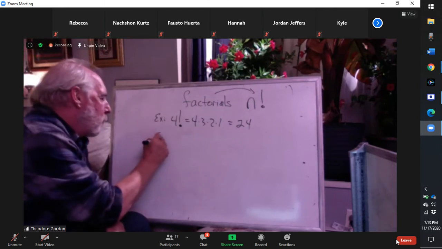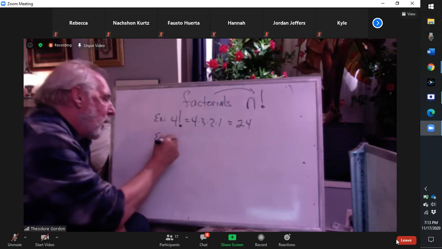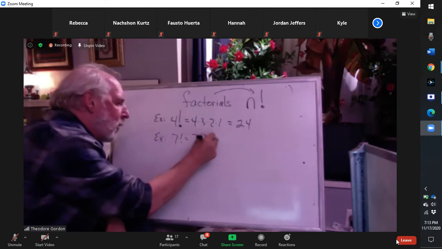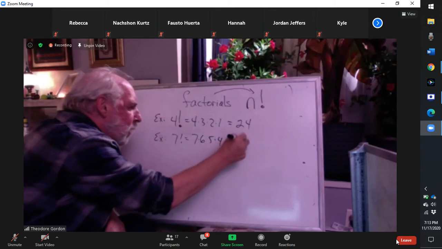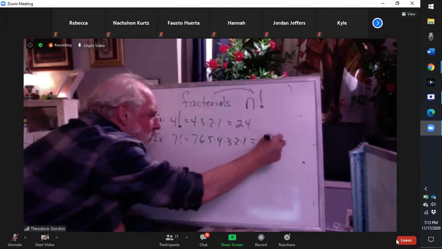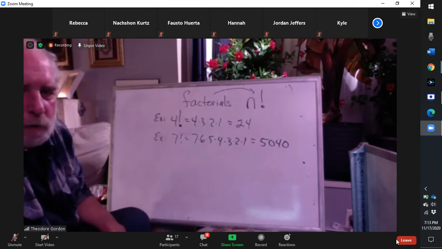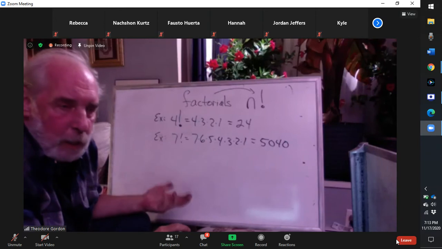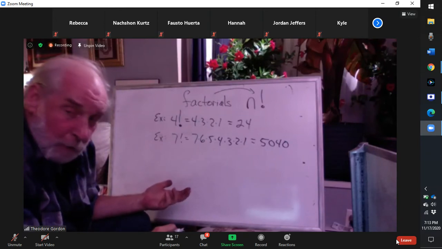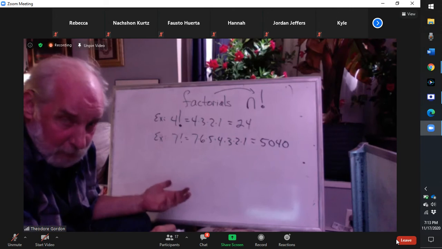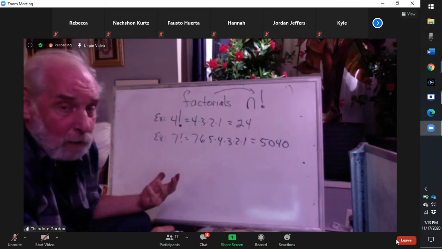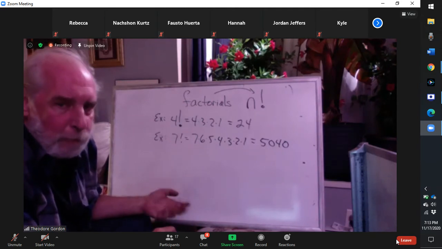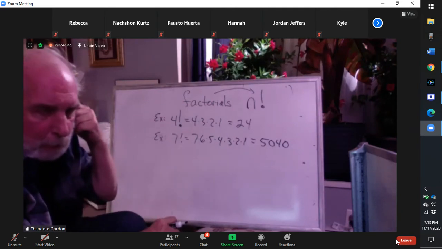If we have 7 factorial, 7 factorial is 7 times 6 times 5 times 4 times 3 times 2 times 1, and that equals 5,040. Just multiplying them all together. So it's just a definition here. But these are going to come up in a lot of our series. And those of you going into differential equations, factorials come up a lot in something called Laplace transforms. You'll see factorials coming up a bunch.